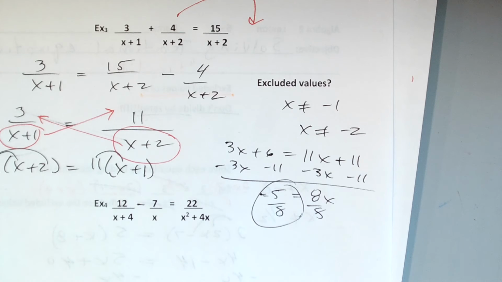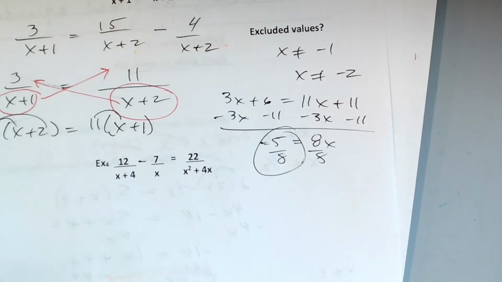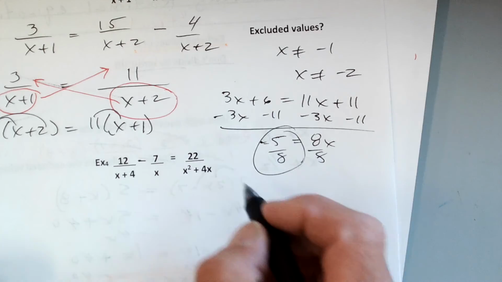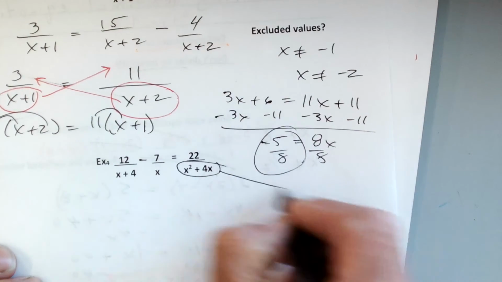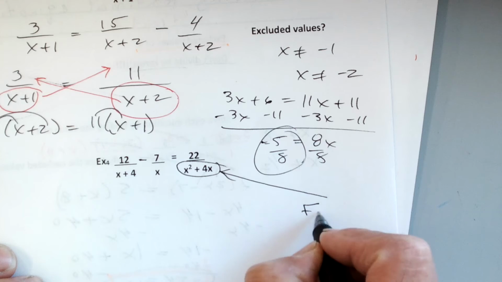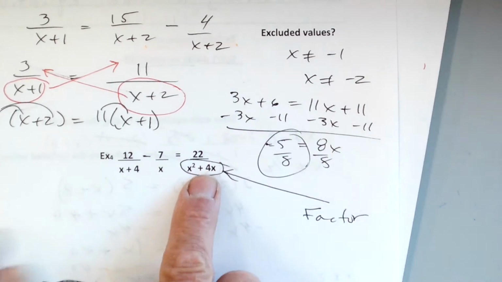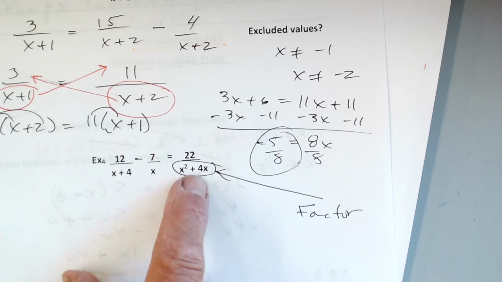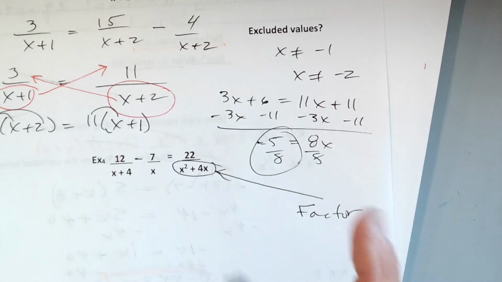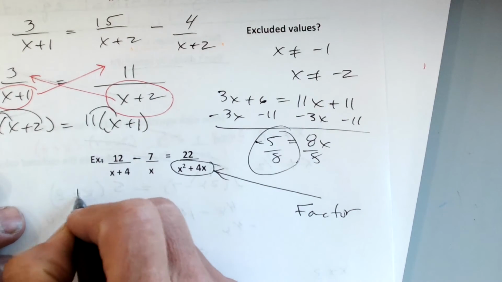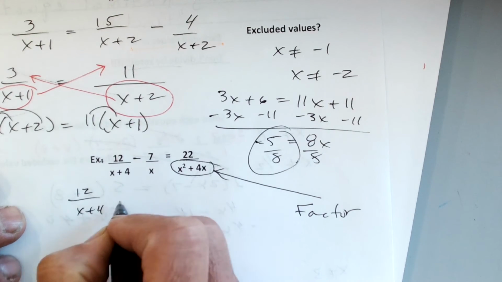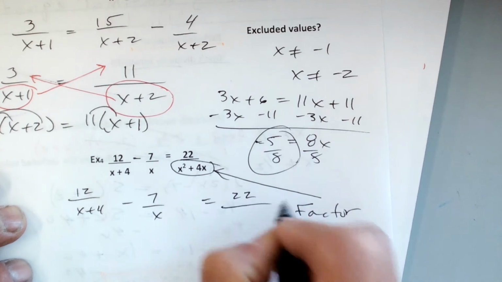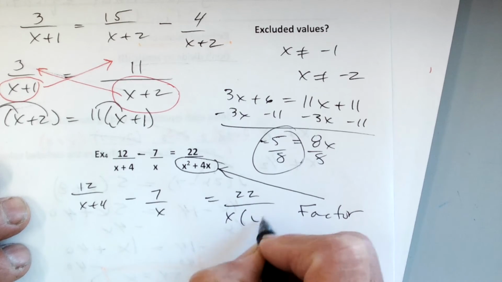All right, example 4. With example 4, I'm probably going to need to get a common denominator. But before I do that, I think I'm going to try and factor that one, because I see something. If I factor this term, I think it factors into x times x plus 4. So if I factor this, I think it's going to match up with this pretty well. So let me factor this.